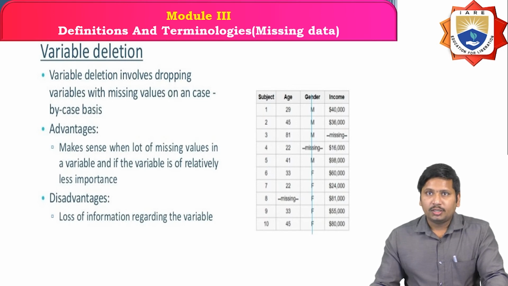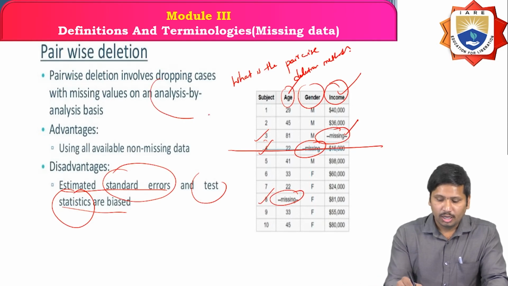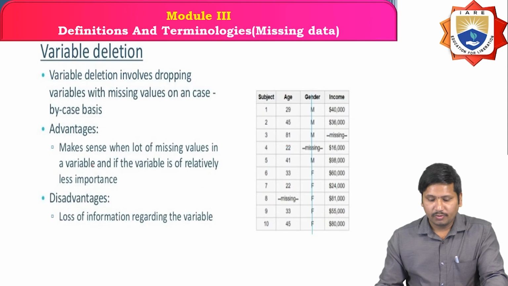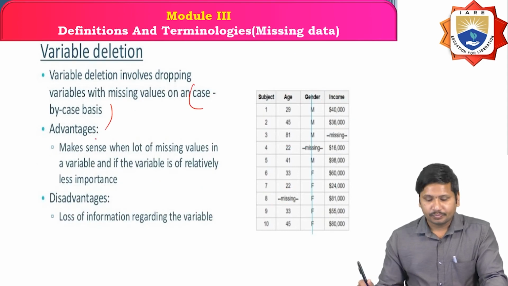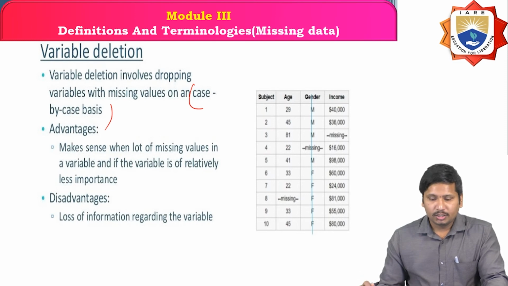Variable deletion is the method of dropping variables with missing values on a case-to-case basis. The previous methods were done on an analysis-to-analysis basis, whereas variable deletion is done on a case-to-case basis. The advantages are that it makes sense when there are a lot of missing values in a variable and the variable is also of relatively less importance. The disadvantage of this method is the loss of information regarding the variable.